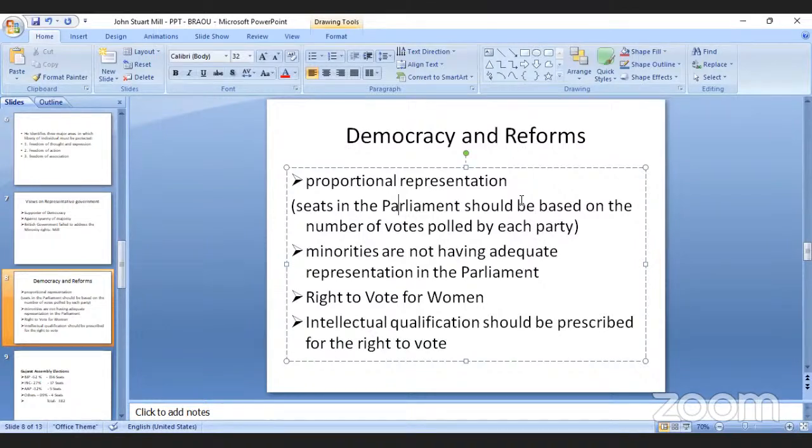So why is he focused on this? As we discussed, in those times the British government neglected the representatives of the minority groups. So in these reforms, he also gives importance to the right to vote for women, and gives importance to intellectual qualification.